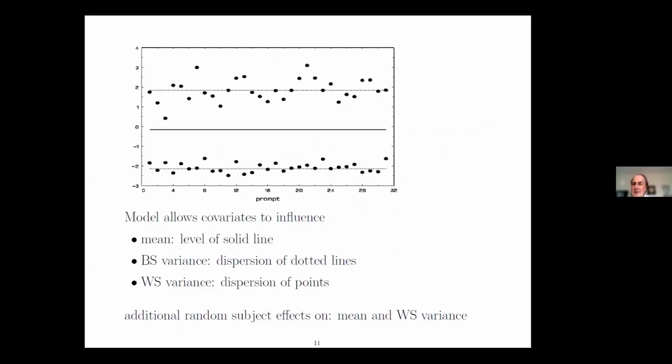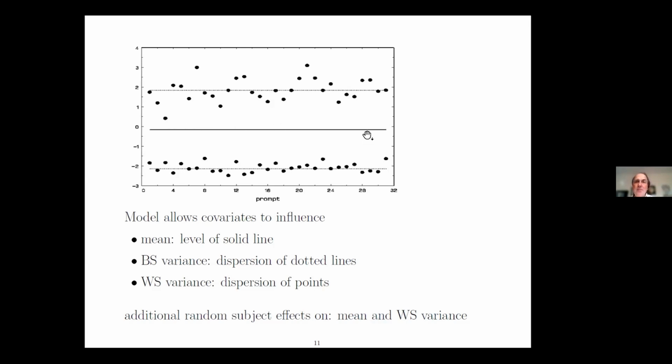So here's a picture, really, of what the model is doing. The solid line essentially represents the mean across subjects. That's really the X beta part of things in our regression model. So covariates are related to the mean response of the outcome variable. That's the typical regression part.